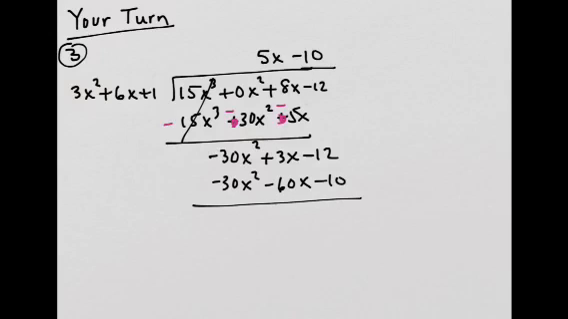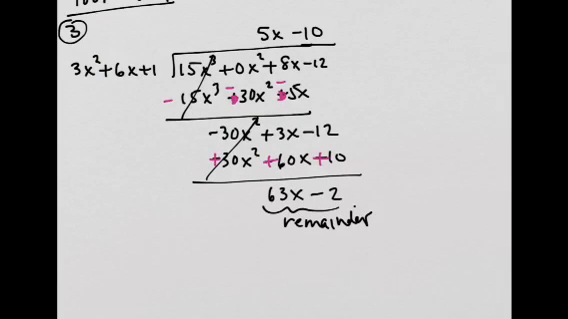Okay, so now I'm going to add the opposite because I'm subtracting, so this is plus, plus, and plus. Combine or add the lines together. This is 0. 60 plus 3 is 63x. And negative 12 plus 10 is negative 2. And this becomes your remainder.